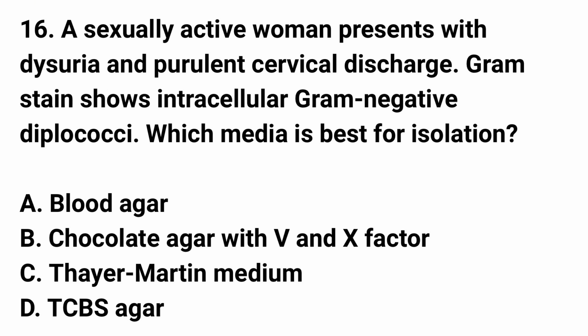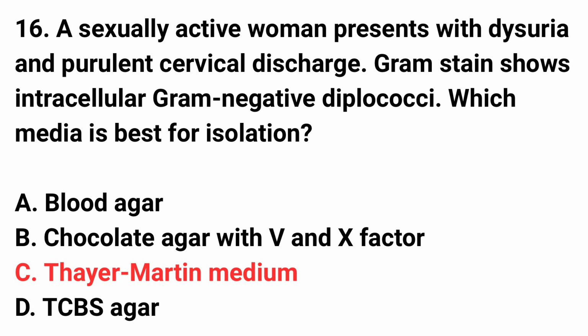Question number 16. A sexually active woman presents with dysuria and purulent cervical discharge. Gram-stain shows intracellular gram-negative diplococci. Which media is best for isolation? Blood agar, chocolate agar with V and X factor, Thayer-Martin medium, TCBS agar. The right answer is option C, Thayer-Martin medium.